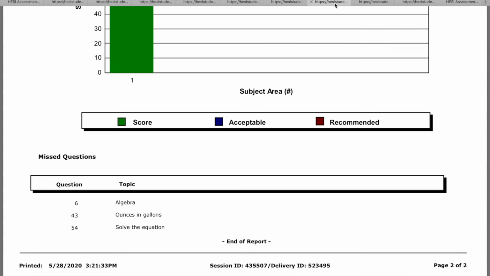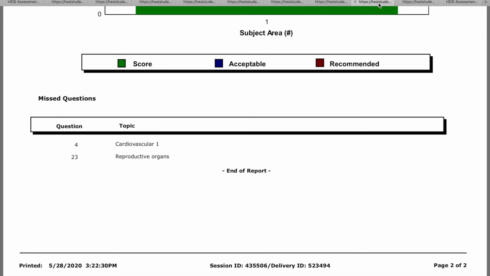I'm just showing you guys. See, this time I only got 3 of the questions wrong. I missed the basic algebra question, I missed another algebra question, and gallons and ounces. So really draw that big G. That'll help you not miss those questions. Over here, I missed 2 on the cardiovascular and then the reproductive organs. Really focus on the anatomy of the heart and know your reproductive organs and their functions.